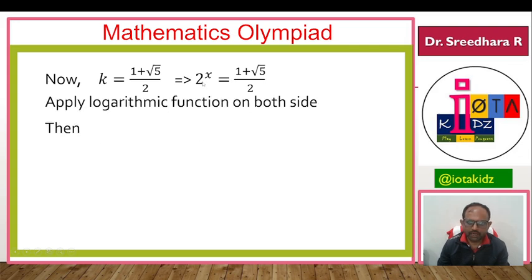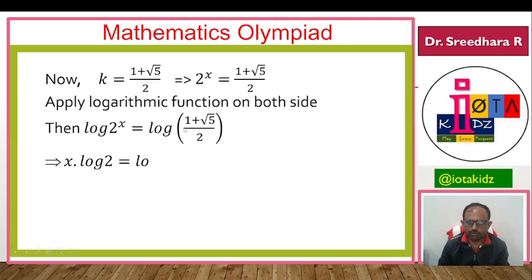So then, log of 2 to the power of x is equal to log of 1 plus root 5 whole divided by 2. Which formula is this? It is the formula log of a to the power of x: the power will come to the beginning, multiplied with the log of the value. So this can be written as x log 2. So this implies x log 2 is equal to log of 1 plus root 5 whole divided by 2.